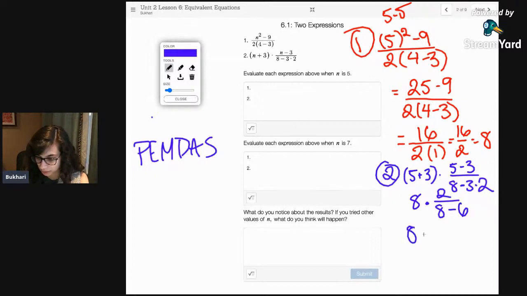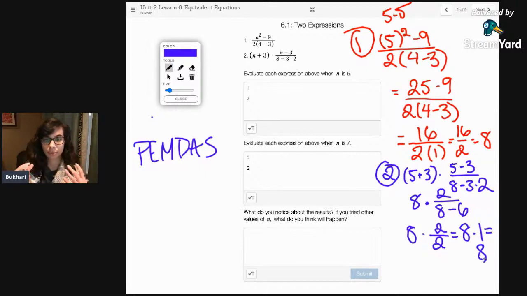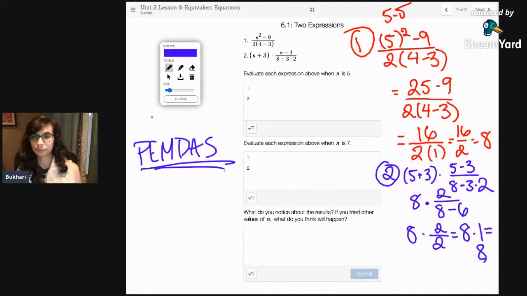This gives 8 times 2, and then 8 minus 6 gives me 2. 2 divided by 2 gives me 1. 8 times 1 also gives me just 8, right? Practicing our elementary operations. Think back to what you did in elementary school and middle school. So the first one gives me 8, and the second one gives me 8.